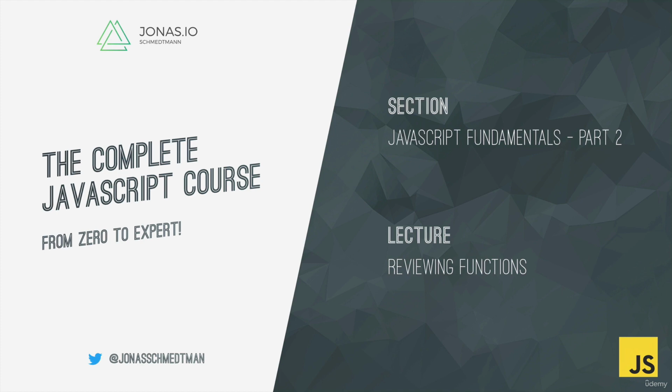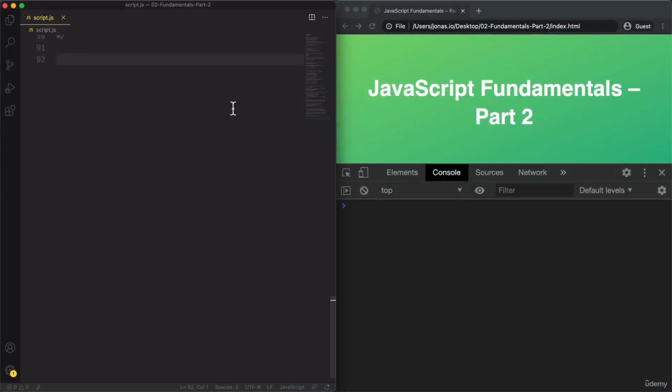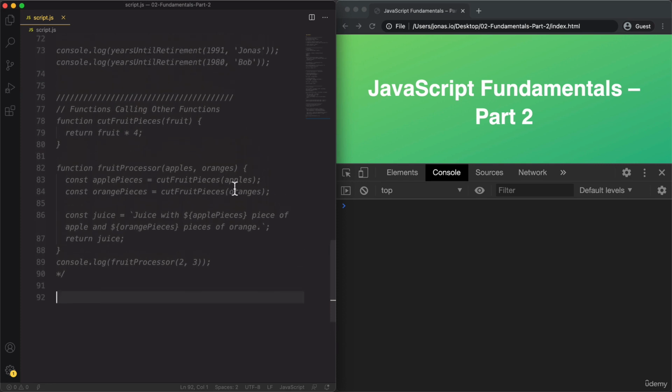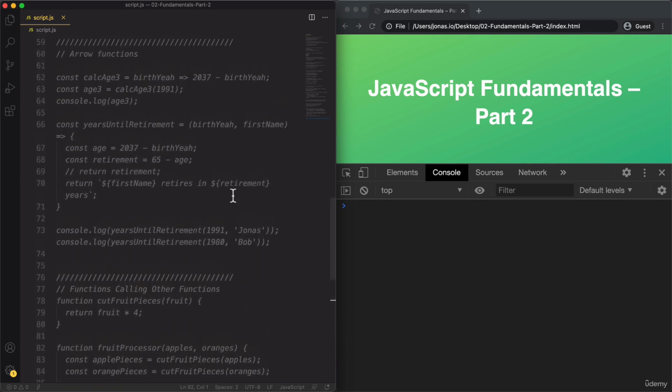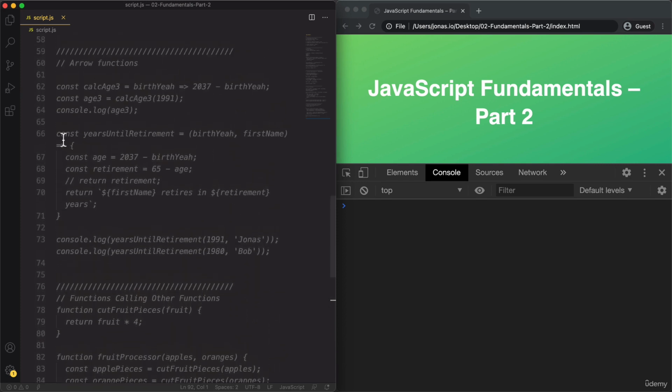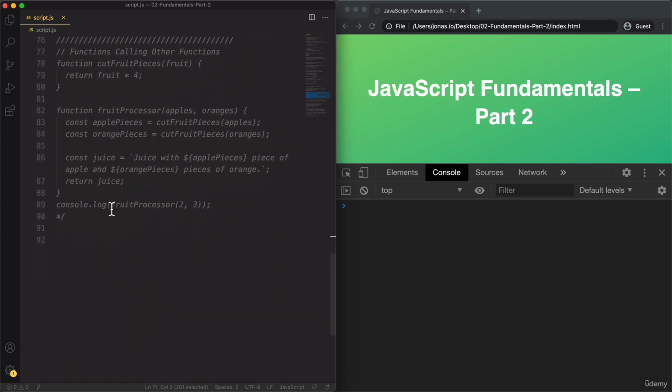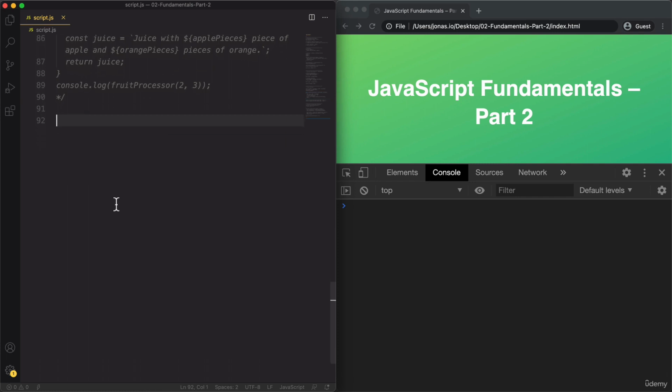To finish this part about functions, let's review everything important that we learned so far, in order to make sure that you really understand functions before we move on to other topics. And let's start by bringing back and rewriting the function that we wrote before, which is the years until retirement function. So I think it was here in the lecture about arrow functions. So let's copy this one and paste it here.